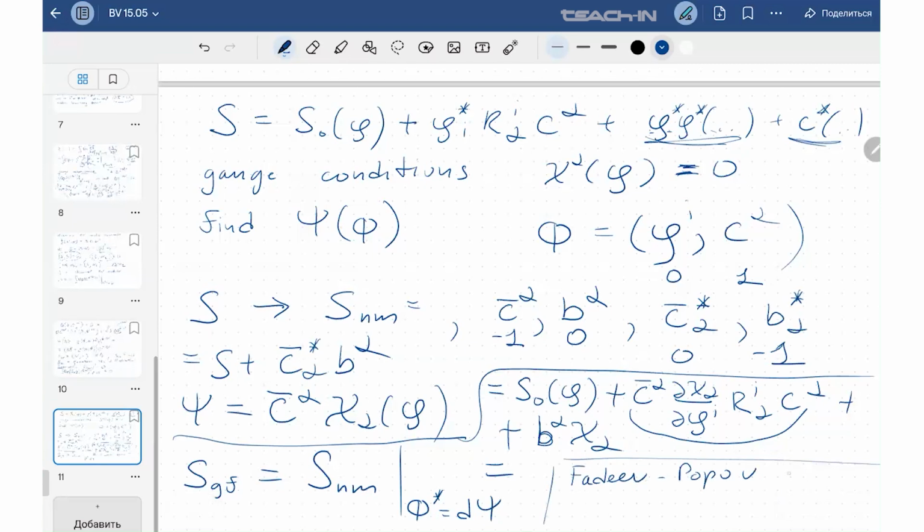But of course, the advantage of BV is that it's applicable to much more general situations. For instance, if there were terms like this, which means that our algebra is open, we would know what to write in the action, because we just apply the systematic procedure.